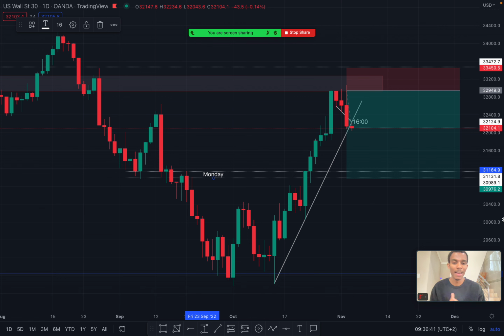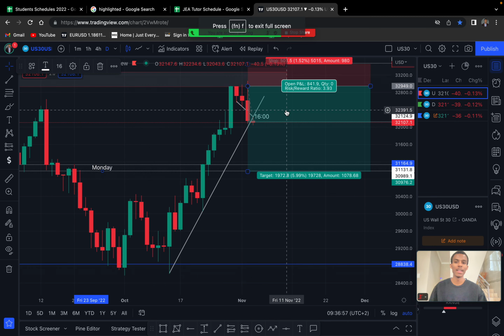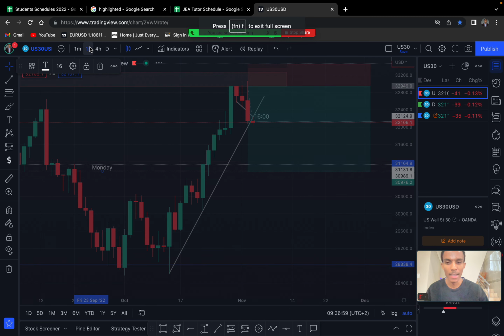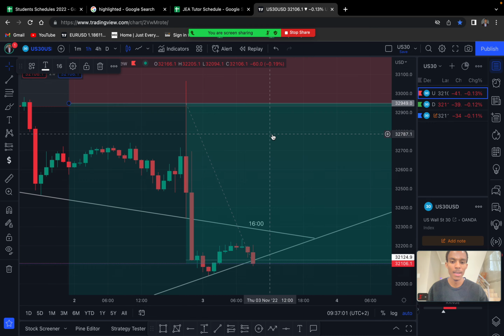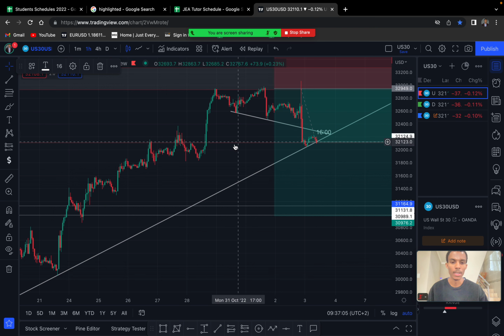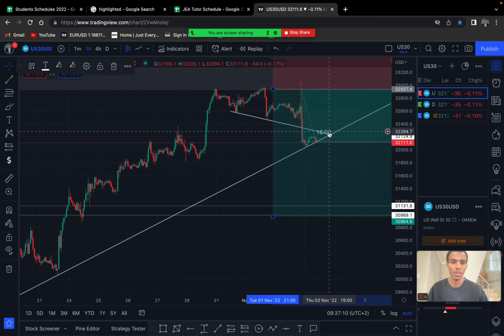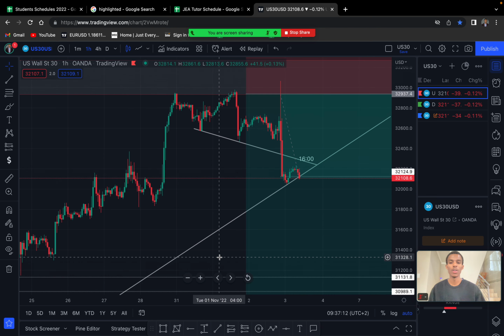So let me explain what's going to happen today. What's the date today? It's the 3rd of November, which is Thursday. Let me go to a smaller time frame. When explaining things with the 1 hour or the daily, people kind of get confused. So let's go lower to the smaller time frame. We're just going to look at this area.